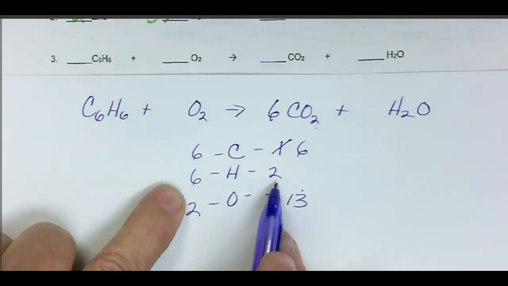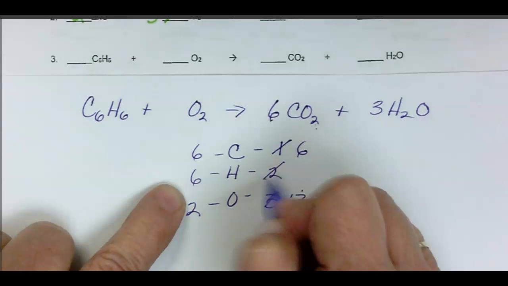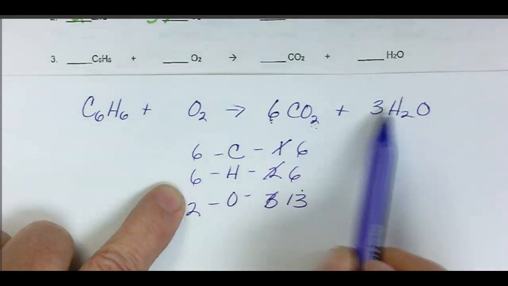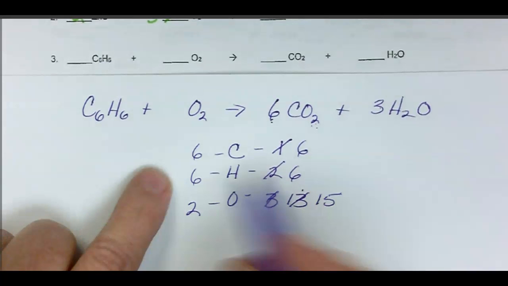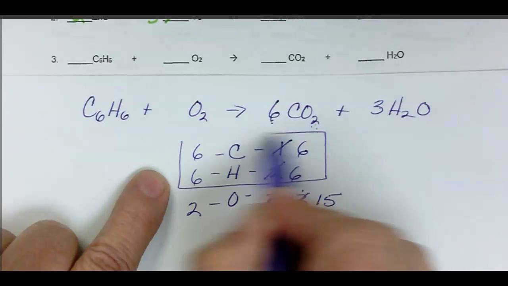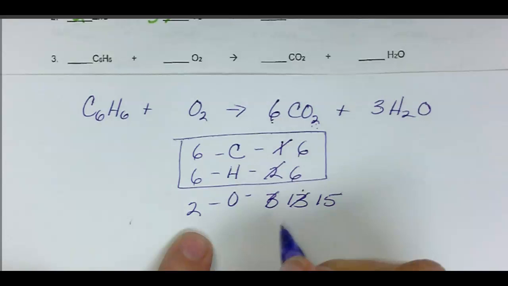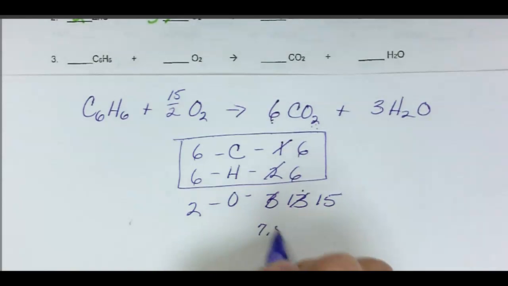My hydrogens are still messed up. I've got 6 on this side, so I need a 3 here. 3 times 2 is 6. That messed up my oxygens: 12, 13, 14, 15. So again, I'm back to where I was earlier. These 2 are okay. The only thing messed up are my oxygens. My way of doing it would be to write 15 over 2 here, which is 7.5. You can do either one.